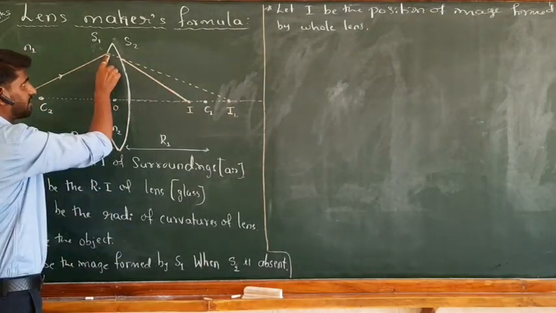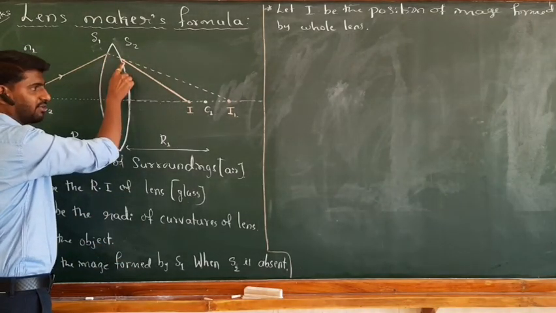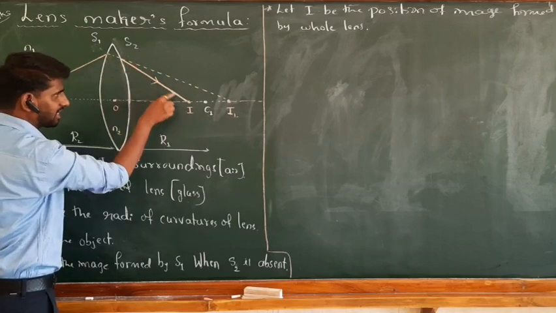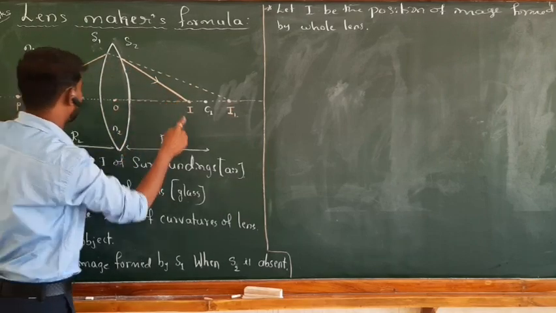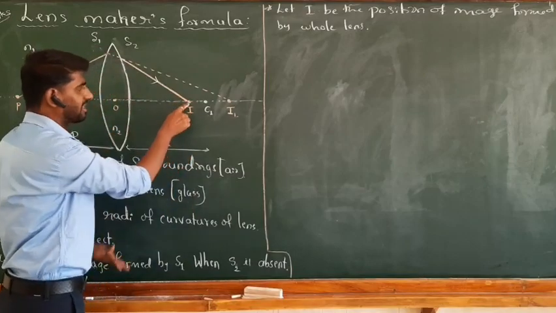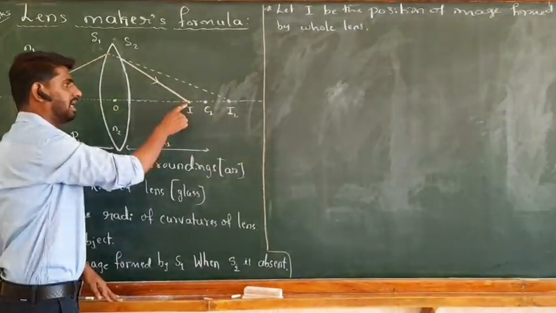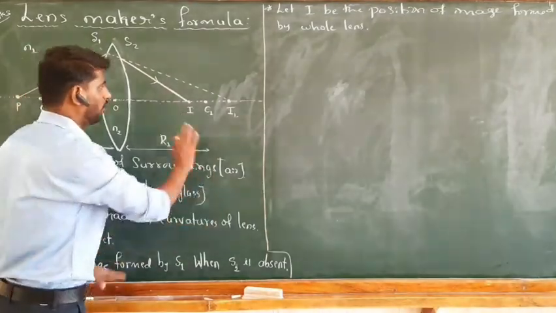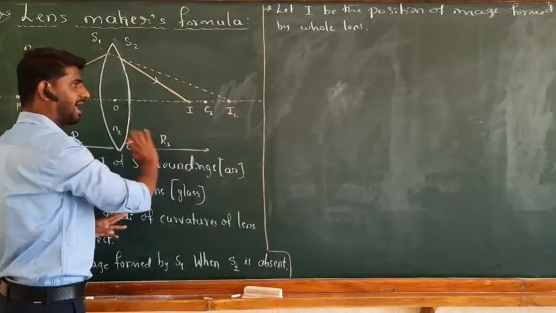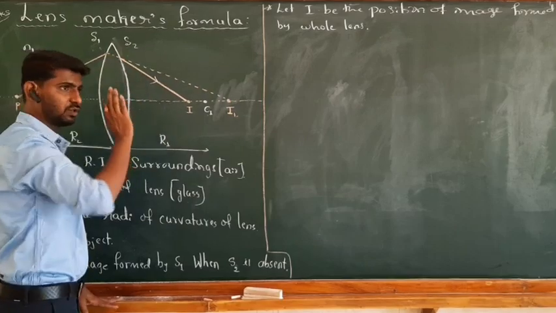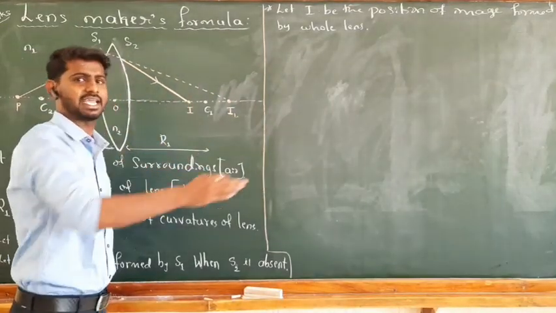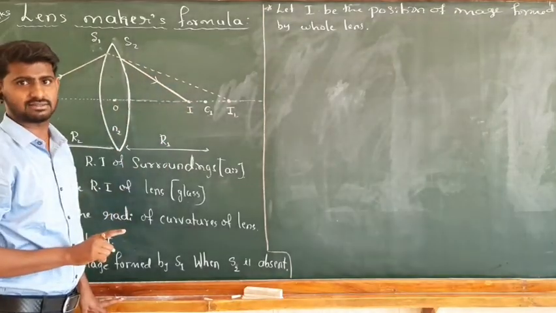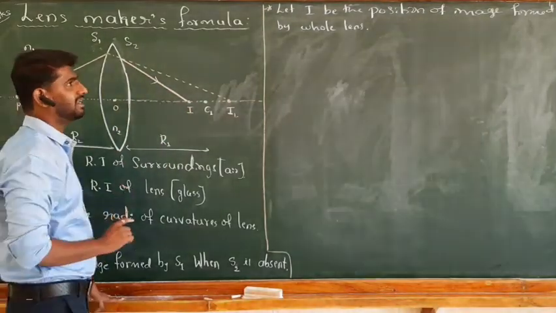So once it suffers refraction, again suffers the refraction, and finally this ray, this is the refracted ray or emergent ray, and one more ray passing through the optic center, both meet at this point. So this is the image formation point. Is it clear? So we have taken two images, I1 and I. I1 is the image by the first surface only, when there is absence of the second one. And I is the image of the entire lens.